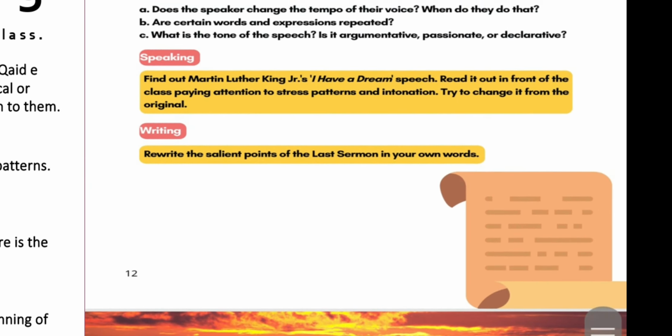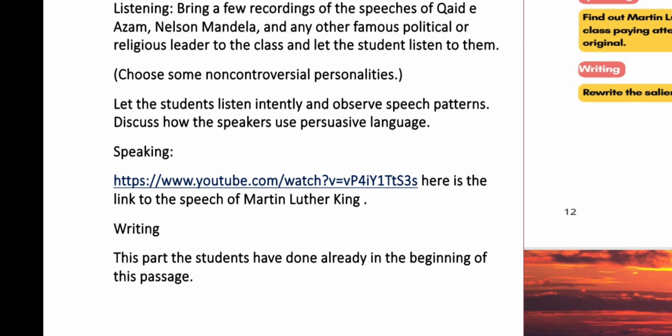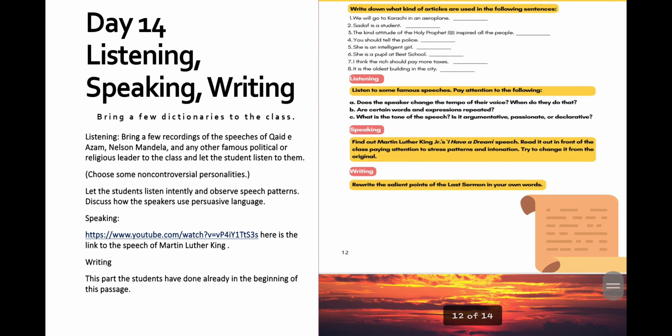A writing exercise is also given at the end, but the students have already done this part in the beginning of the passage. Remember, in the beginning of the passage, after listening to their Islamiat teachers, their homework was to write five main points from the last address of our Holy Prophet Hazrat Muhammad, peace be upon him. So, according to this planning, this unit 1 takes 14 days.